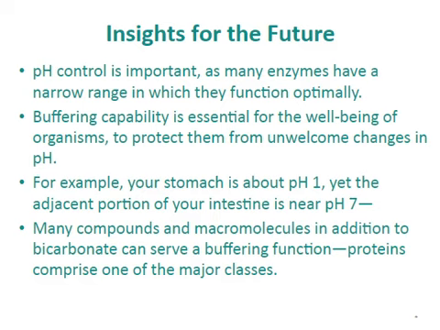Our blood, for instance, has a very narrow pH range, right around 7.35, and we have to keep it right there so our blood, which contains a protein called hemoglobin, can transport oxygen to the cells that require it.